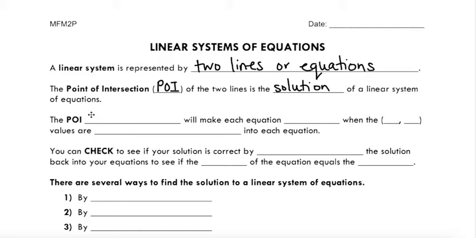So the POI coordinates will make the equation true when x and y, so whatever the numbers happen to be for that point of intersection, are substituted into each equation.